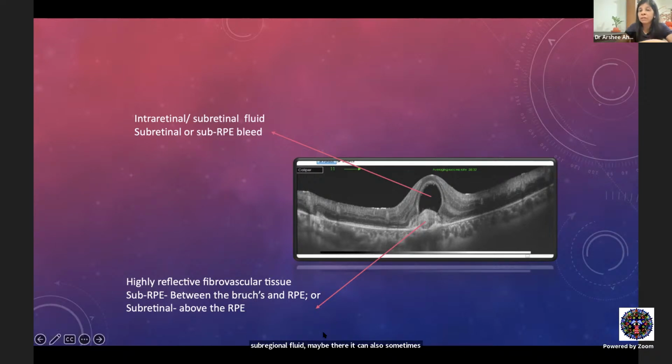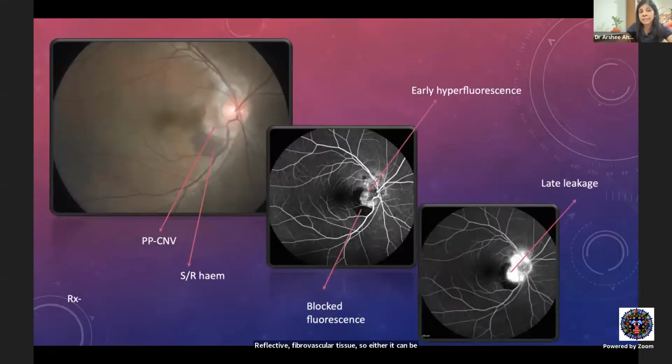Of course, the important thing is to pick up the CNVM itself, which is visible as this highly reflective fibrovascular tissue. So it can be either type 1 or type 2, as I just told you. This is the photograph of the same patient I showed you earlier. So I've just marked it here. So this is the membrane and this is the subretinal heme.